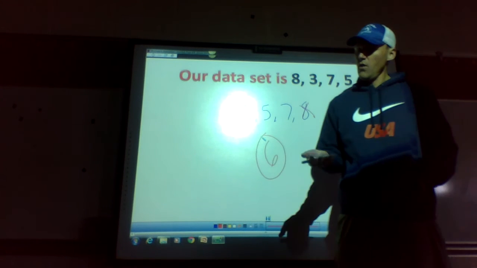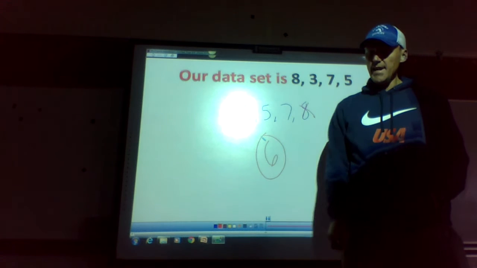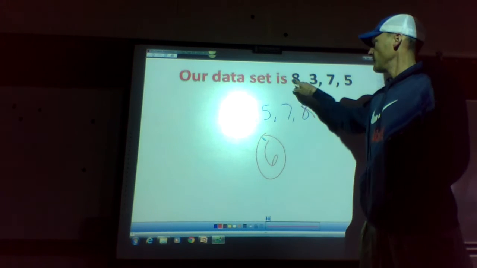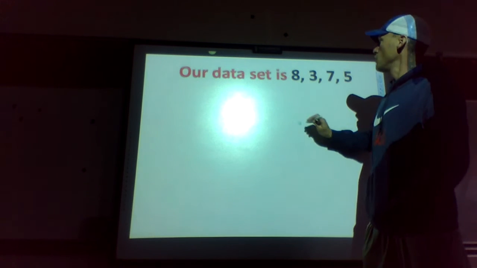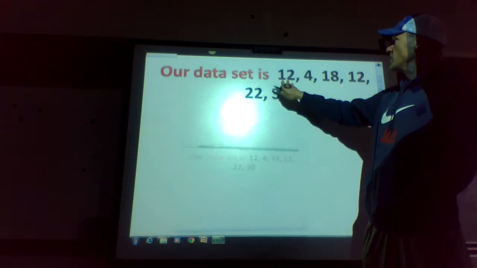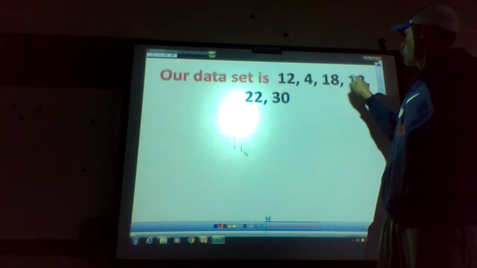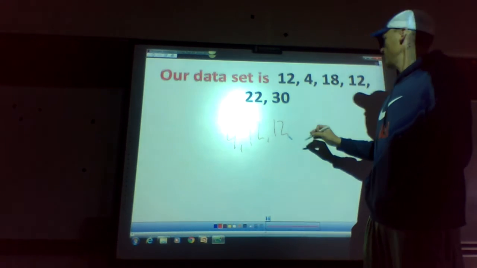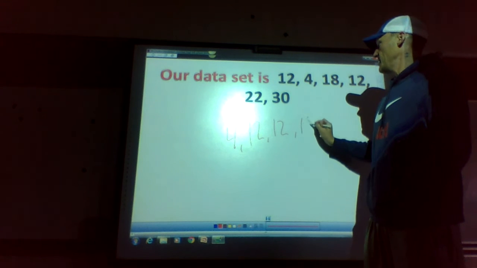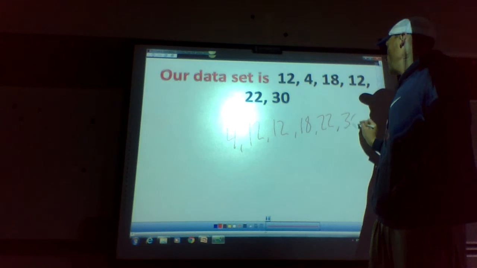And you might think, well, how can a median be 6 if that wasn't one of my original numbers in my set? That can happen when you have an even number in your data set. Let's do one more. And this time we have 6 in our data set. You'll notice we have a mode here. So 12 is represented twice, and we need to put that in there twice. That's important. Then we'll have 18, 22, and 30.